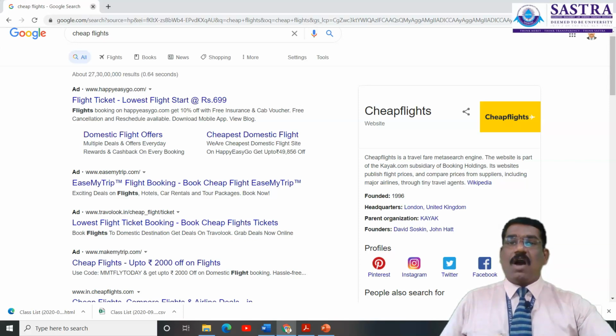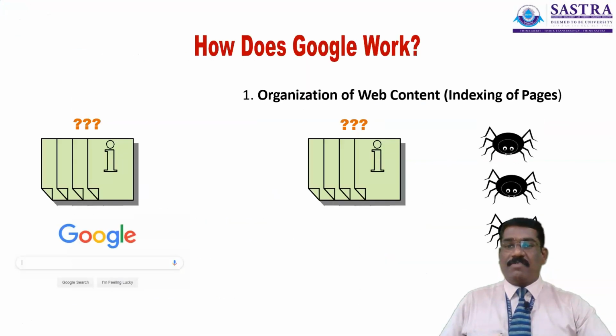But the question is how my website will be included in the first page and ranked sufficiently high on that page so that visitors will click on it to reach my website. Before I answer this question, first let us understand how the Google search engine works in layman's language.